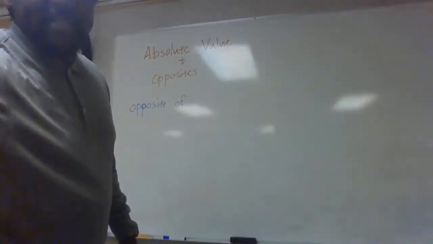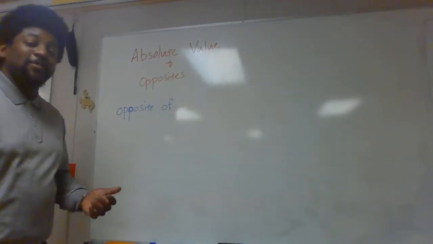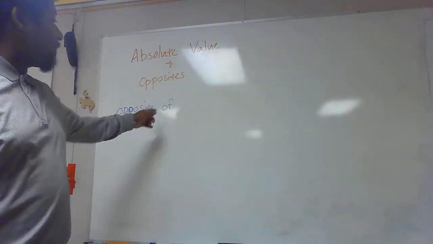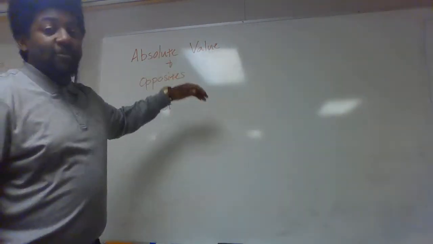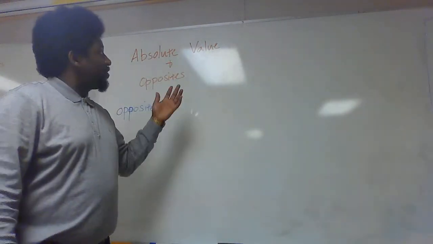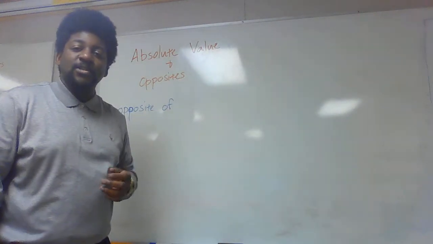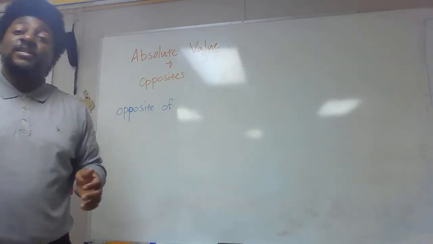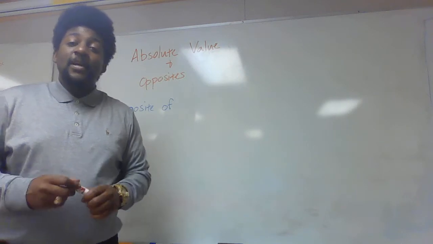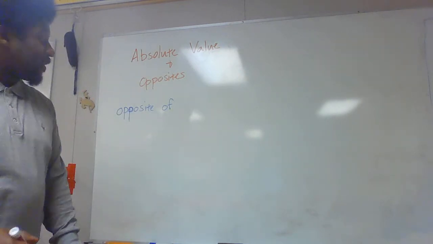All right, y'all. The next thing we're going to be talking about in class today is actually pretty basic. We're talking about opposite numbers and absolute value. Out of those two, absolute value is kind of the trickiest one. So we're going to talk about opposite numbers first because that's very, very easy. Here's a couple examples before I explain it.